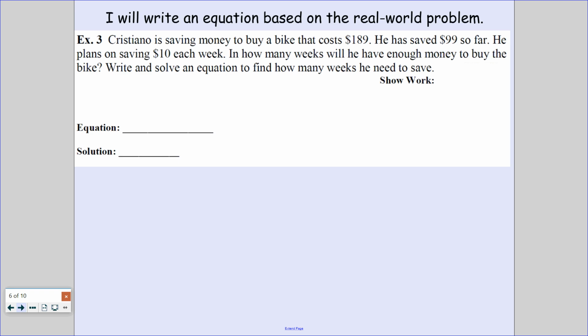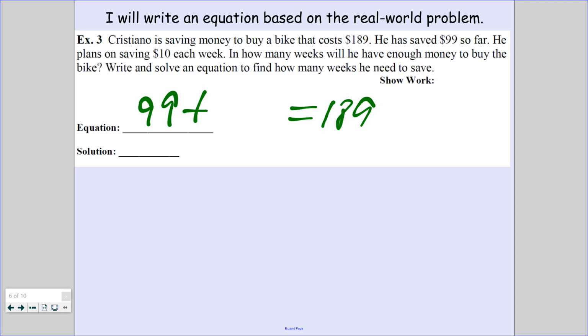Number 3, our last one. Cristiano is saving money to buy a bike that costs $189. He's already saved $99 so far. He plans on saving $10 each week. In how many weeks will he have enough money to buy the bike? Write and solve an equation to find out how many weeks. So the bike costs how much? $189. That's the total price he needs. He already has $99.